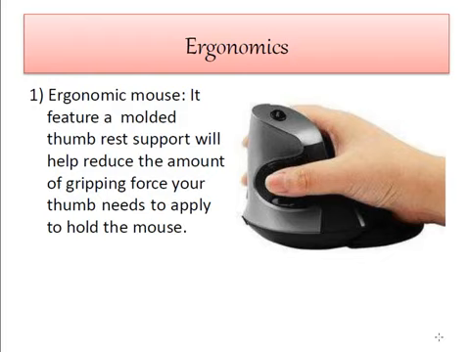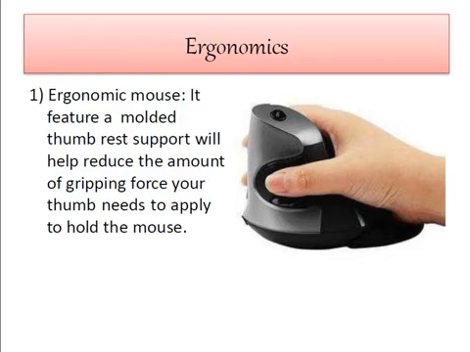Ergonomic things are very important. Stretching plays a very important role. Stretching the thenar eminence muscles into thumb extension and abduction can relax and lengthen this tight musculature that may cause the pain. So you will start off with ergonomic management. It features a molded thumb rest support. This will help reduce the amount of gripping force your thumb needs to apply when you are using a mouse.